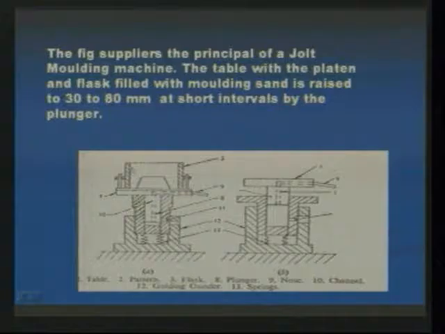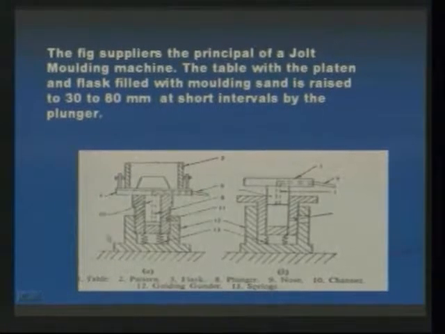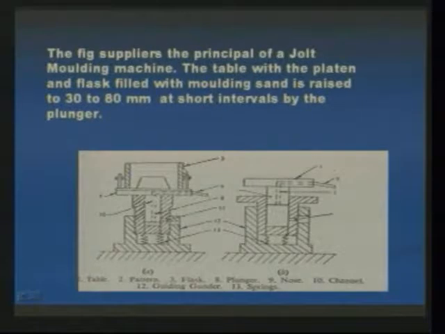Due to the sudden change in inertia at the end of each fall, the sand gets packed. This figure explains the complete details of a jolting machine. In this case of jolting, the flask is placed here. The first one is a table, the second one is a pattern, and the third one is a flask. This one is a plunger we are going to use, this one is a nose, and this one is a channel, a grinding gutter. This is operated with the help of springs placed at the bottom.